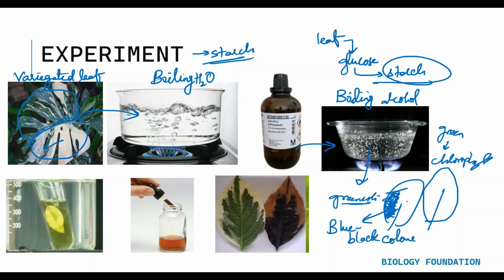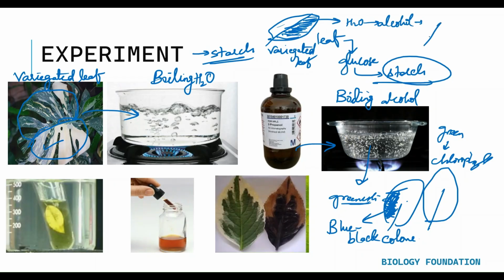Why is that so? Try to understand. Let's assume this is your leaf, where here it's green in color because of the presence of chlorophyll, and here this is the whitish portion. That's why we have picked a variegated leaf. Now you put it in water first and then in alcohol. When you put it in alcohol, what happens? The complete leaf gets decolorized. Okay, no color is seen.